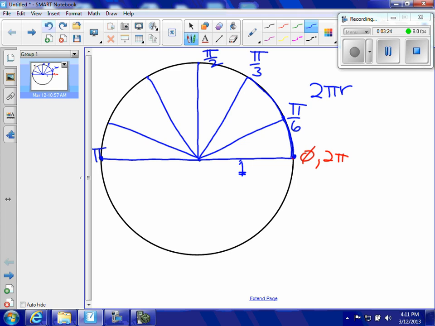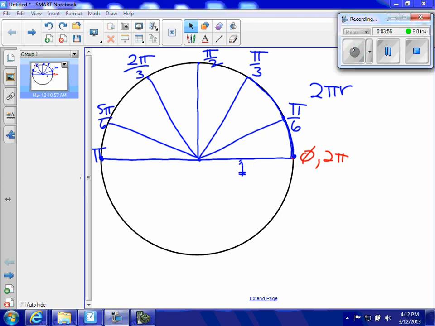And over here, I have 4/6 of a pi. See, I've gone 1, 2, 3, 4/6 of a pi. So that's 4/6 of a pi, which I can simplify into 2 pi over 3. That's 2/3 pi. And here I have 5/6 of a pi. And back over here, I have 6/6 of a pi, which, of course, is pi. Let's just finish off this circle.